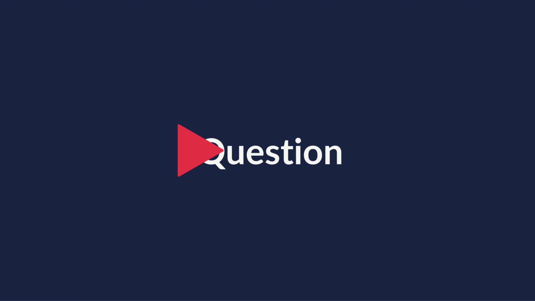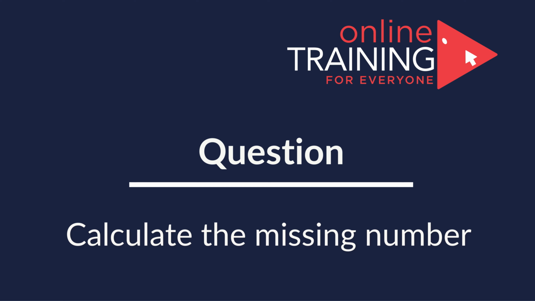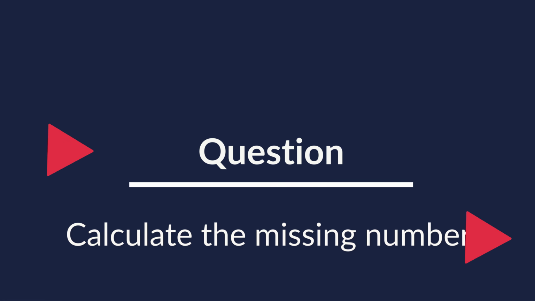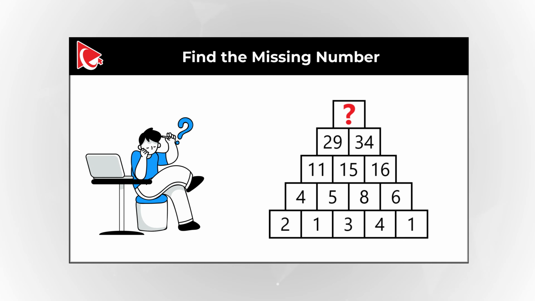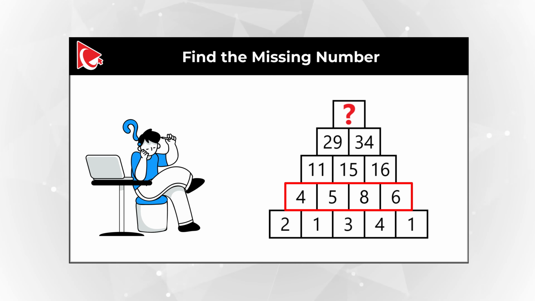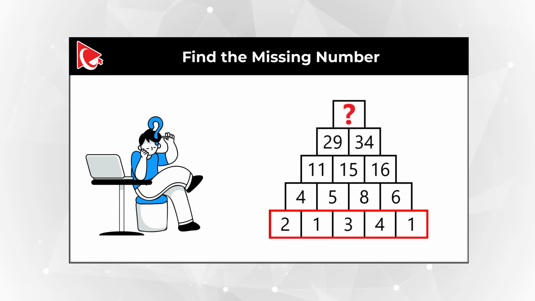Here's a tricky problem that you might find challenging to solve. You're presented with a pyramid. The top of the pyramid starts with the missing number that you need to calculate. If you go down, the second row contains numbers 29 and 34. The next row contains numbers 11, 15, and 16. The following row has numbers 4, 5, 8, and 6. And then the last row has numbers 2, 1, 3, 4, and 1.